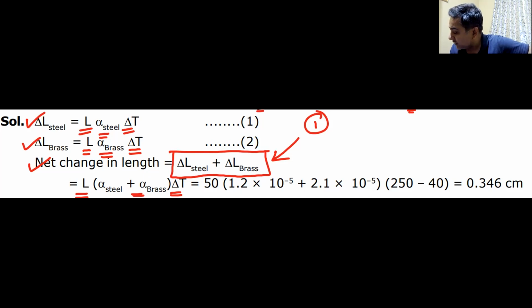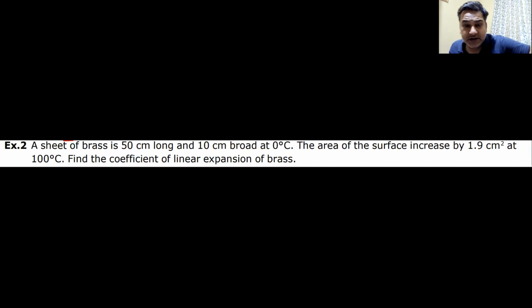And the next one is pretty simple. And again, I don't need the numerical answer. You can just give me the algebraic answer. I have a sheet of brass. 50 centimeter is the length. You can call it L. 10 centimeter is the breadth. You can call it B.